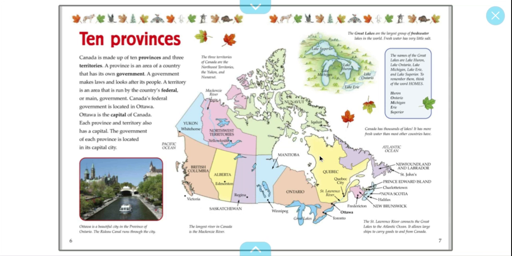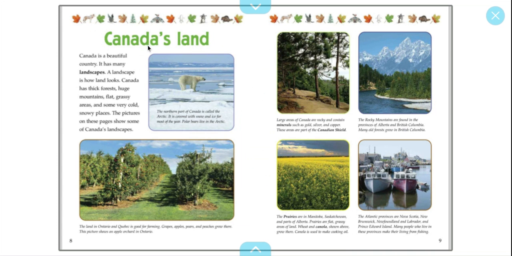Mississauga. The St. Lawrence River connects the Great Lakes to the Atlantic Ocean. It also allows large ships to carry goods to and from Canada. Canada's land. Canada is a beautiful country. It has many landscapes. A landscape is how it looks. Canada has thick forests, huge mountains, flat grassy areas, and some cold, snowy places. The picture on these pages shows some of Canada's landscapes.